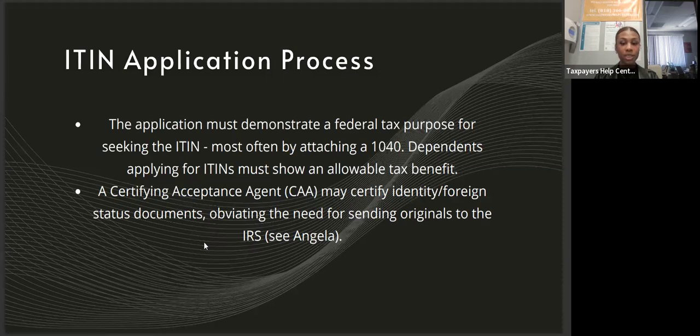The application must demonstrate a federal tax purpose for seeking the ITIN, most often by attaching a 1040. Dependents applying for ITINs must show an allowable tax benefit. A certifying acceptance agent, CAA, may identify foreign status documents, obviating the need for sending originals to the IRS.